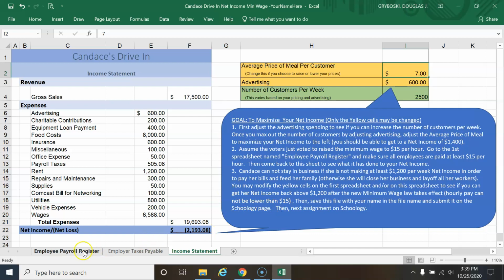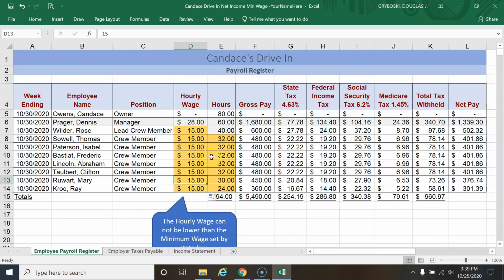And then when you're finished, so here's what you're going to do first. You're going to go over here. You have to keep that at $15. Now I bet this lead crew member is upset because Rose Wilder, she's worked her way up. She was at 12 when she first started. She's probably put in at least a year's worth of work, or maybe a year and a half. And the bosses like her, the owner and the manager, and so they've had her be a lead crew member that probably trains new employees. So that's why she was getting $2 more than the minimum wage.